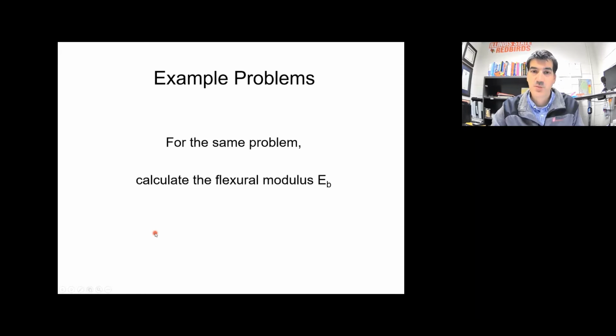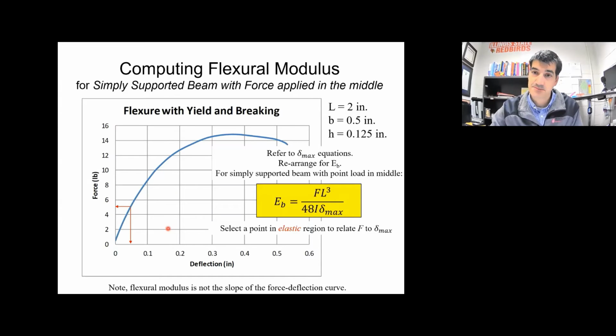Now in the next problem, we're going to have the same geometry and everything, but we want to calculate the flexural modulus, E sub B. So once again, we have a simply supported beam with a force applied in the middle, and we need to find the flexural modulus. Note that what the flexural modulus is not is the slope of this curve. Why? Because this is not a stress-strain curve.